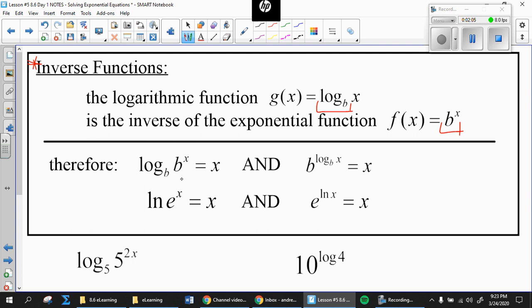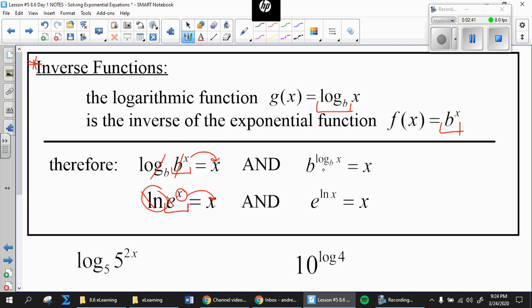So if I have this exponential, base b to the x power, and I take log base b of that, the log and the exponential are going to cancel each other out, and it's just going to leave us with this x. Because they're inverses, same thing here. I have this exponential with base x and this log with base x. They're going to cancel each other out and leave us with just x.